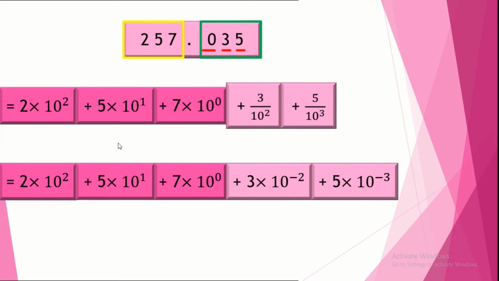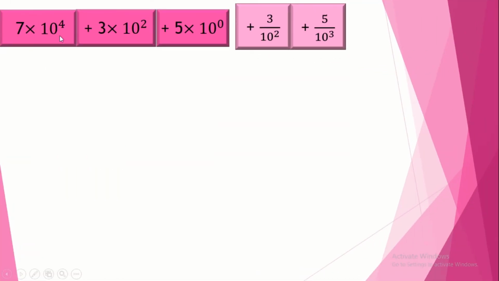Well, now let's learn together the contrary. If we have an expanded form according to powers of 10 and 1 over 10, how to write it as a decimal number? We have 7 times 10 to the power 4. Well, what does times 10 to the power 4 mean? It means we have 4 digits after 7. Here 3 times 10 to the power 2, so we have 2 digits after 3. 1, 2. Now we can put 3. What about here 5 times 10 to the power 0? We have no digits after 5. So 5 is exactly in the ones digit.